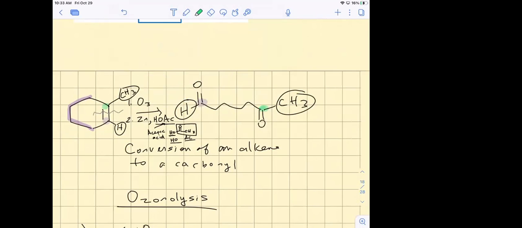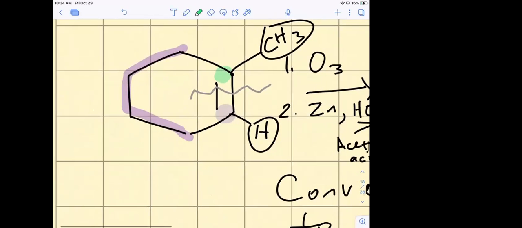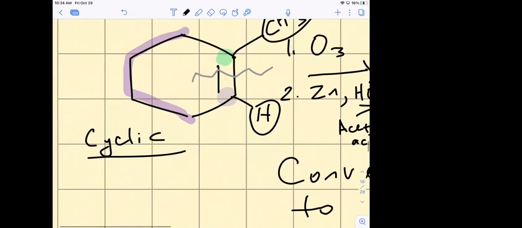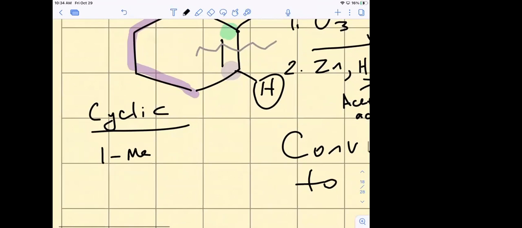Right. So it doesn't matter if it's cyclic or acyclic. If you have an alkene, you can still do ozonolysis on it. So this is cyclic, right? That means that it's a ring. So let me see what this is. One, so this is 1-methylcyclohexene.